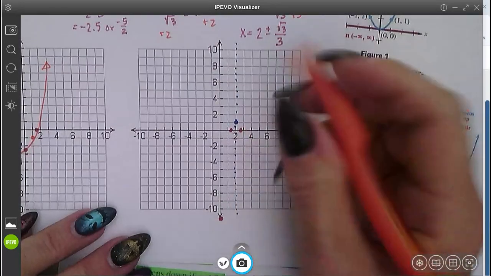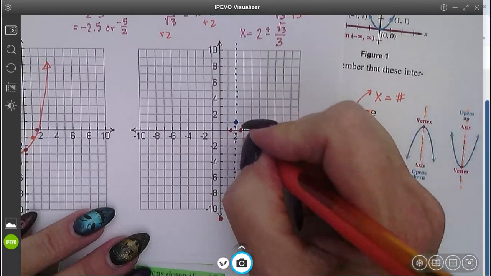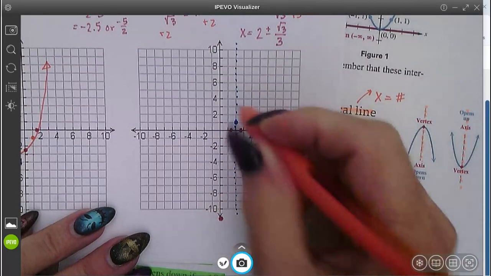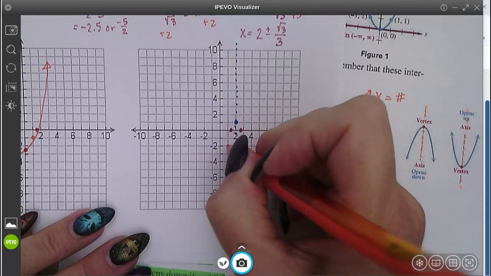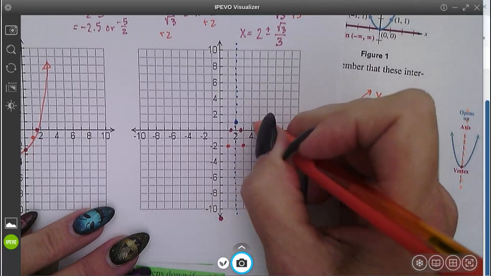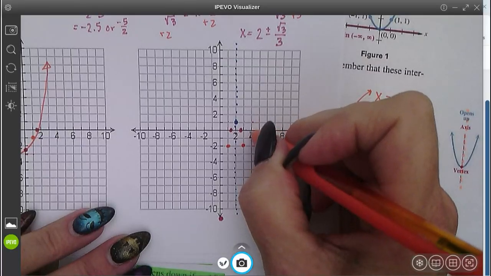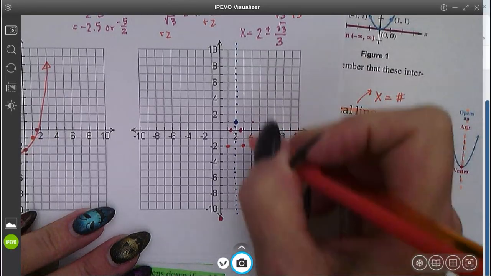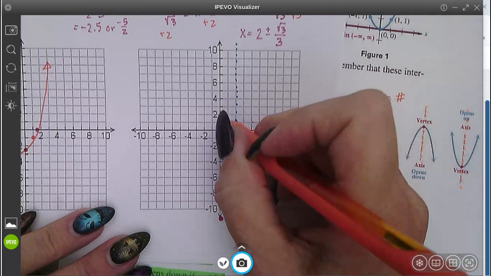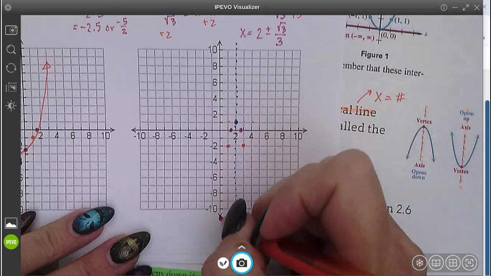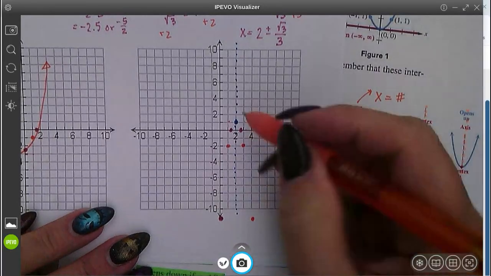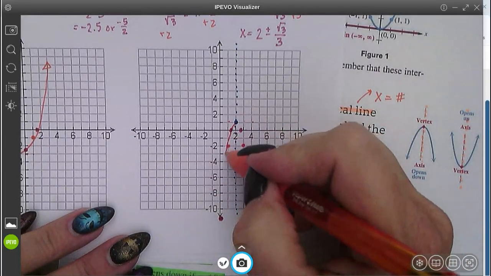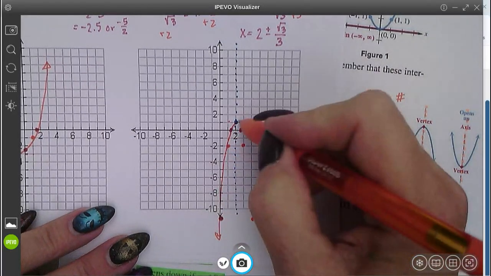So starting from the vertex, over 1, down 3, left 1, also down 3, back to the vertex, over 2, down 12, back to the vertex, left 2, down 12, which puts me right at my y-intercept. So it looks like everything lined up correctly for me to draw my parabola.